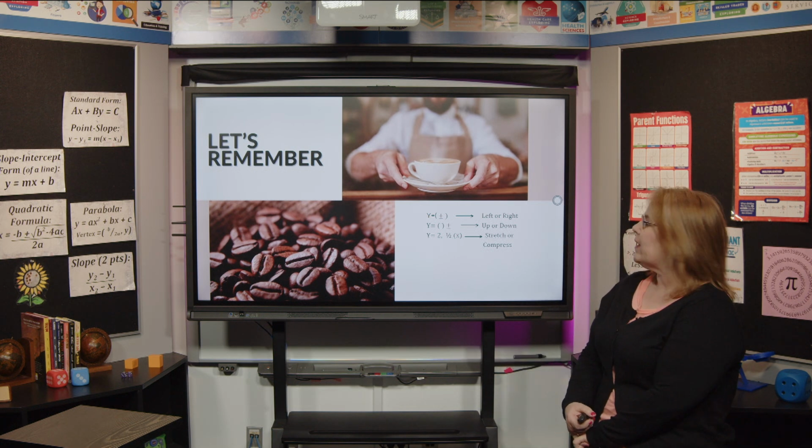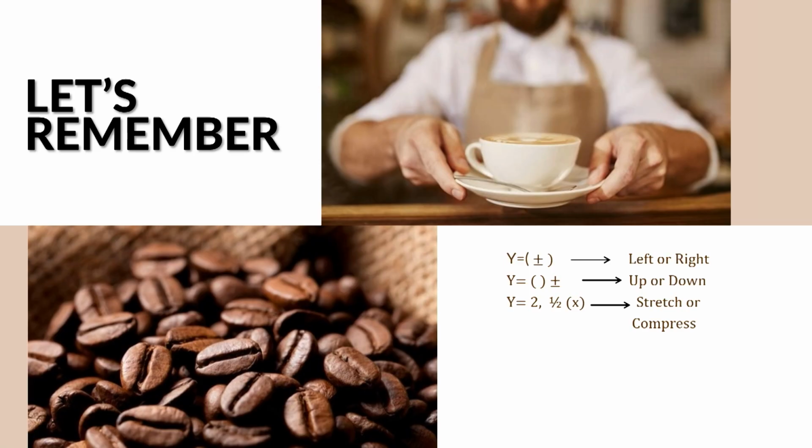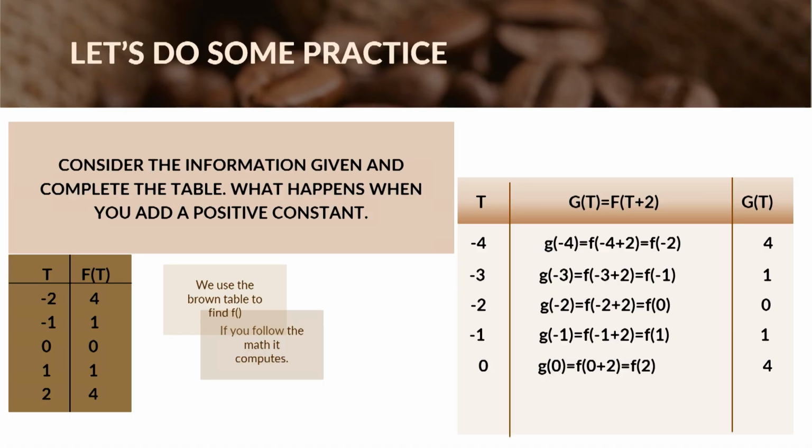Let's do some remembering. When I have my y equal to some type of equation, and in that equation I'm adding inside the parentheses to that x, I'm going left to right. Remember, when I'm adding, I go to the left. When I subtract, I go to the right. When I'm adding and subtracting on the outside of the parentheses, I'm going up and down. Adding goes up, subtraction goes down. And then I have that stretch and compression depending on what I am multiplying by. So let's go into some problems.